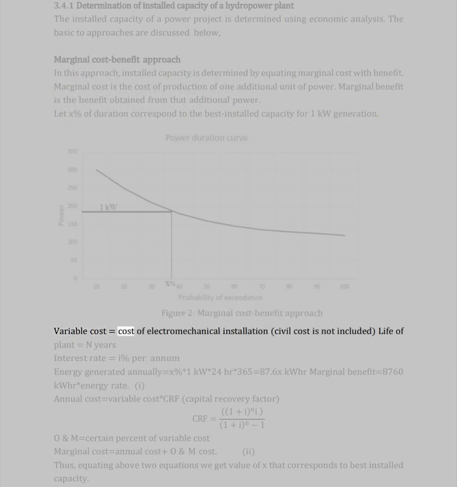Variable cost equals cost of electromechanical installation; civil cost is not included. Life of plant equals n years. Interest rate equals I% per annum. Energy generated annually equals X% asterisk 1 kW asterisk 24 hr asterisk 365 equals 87.6 X kilowatt hour. Marginal benefit equals 87.6 X kilowatt hour asterisk energy rate.